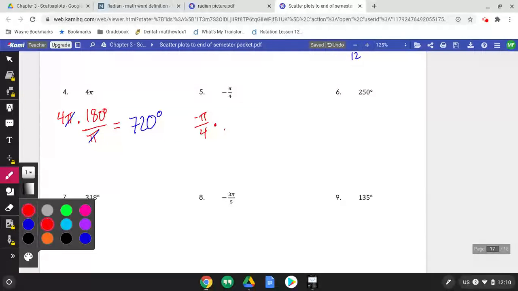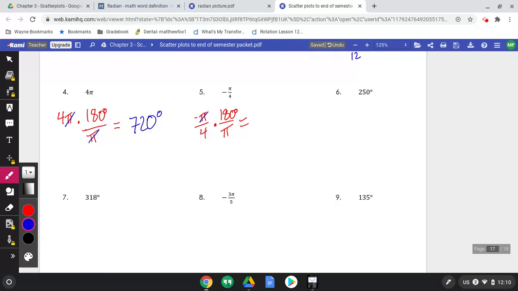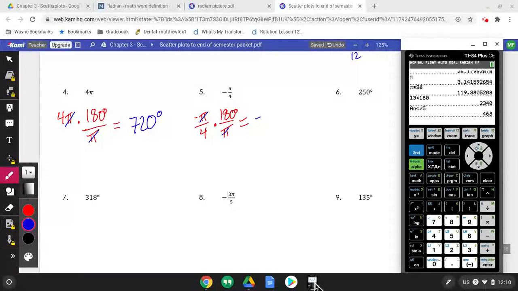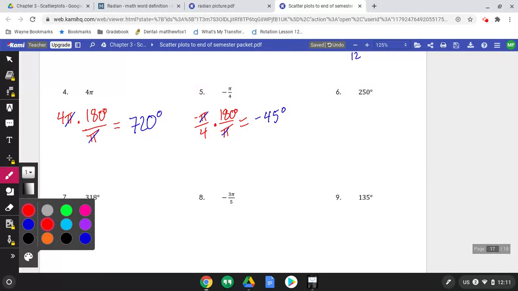Okay, so our next one, negative pi over 4. The pi is on top. We need the pi on the bottom to cancel. 180 degrees. We need to get degrees, so we know that goes on top. These are just the things I'm thinking as I'm doing it. Now, pi's will cancel. We know it's a negative. It's up to you. If you can do 180 divided by 4 in your head, go for it. Otherwise, pull up your calculator. 180 divided by 4 will give you 45. So negative 45 degrees.